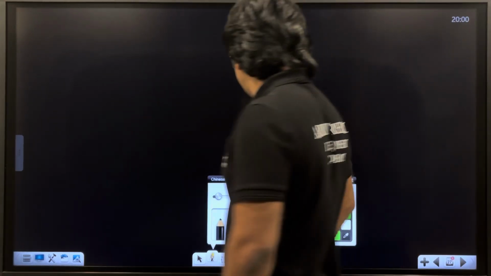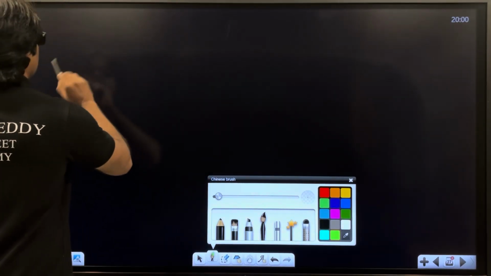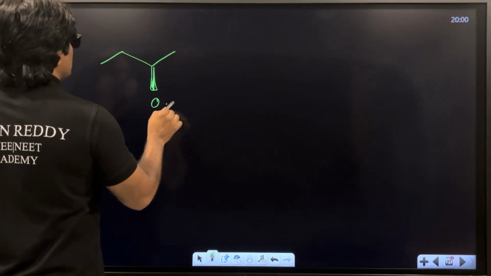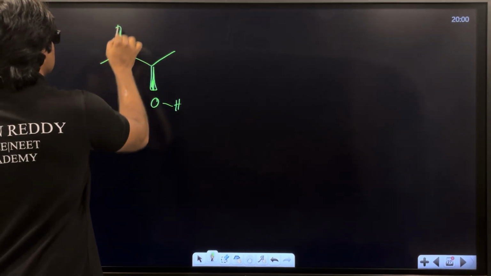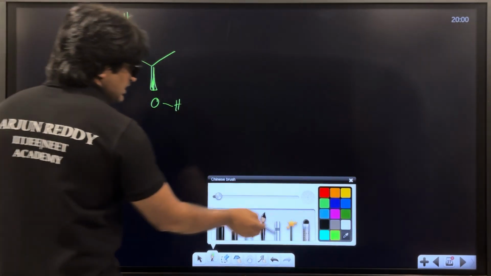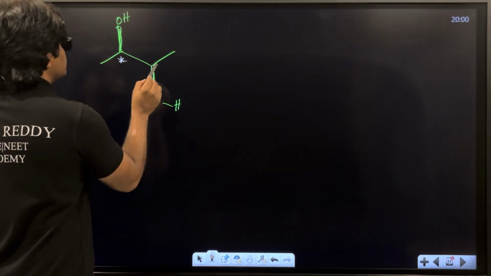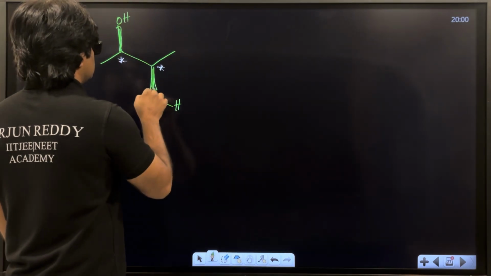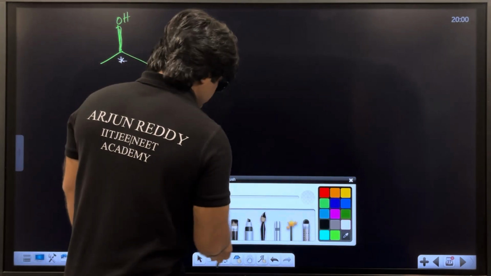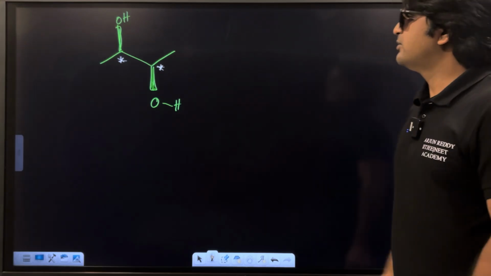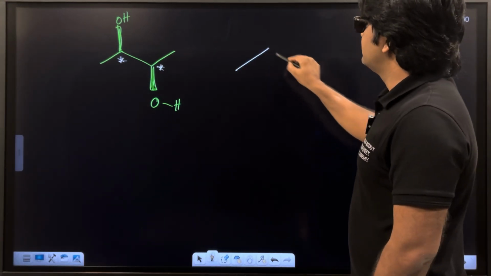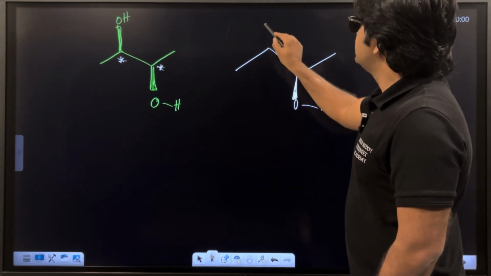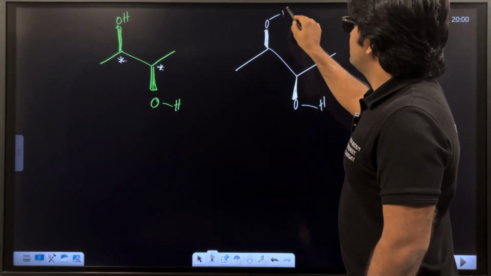Next, I am giving a molecule like this, with OH here and OH here also. What is the RS configuration at these carbon atoms? Both are above the plane, given. That is the given molecule. So how do we give the RS configuration? First of all, once again I am going to take the same molecule here. OH is given. Next one OH is given.